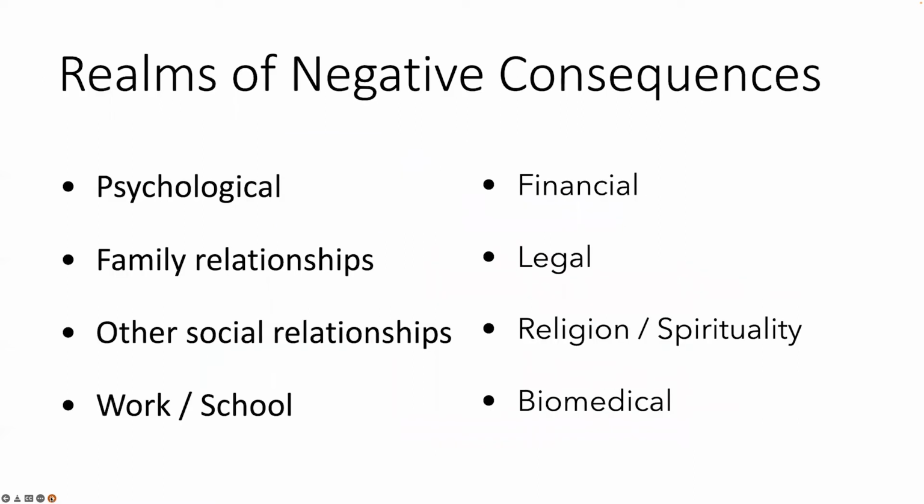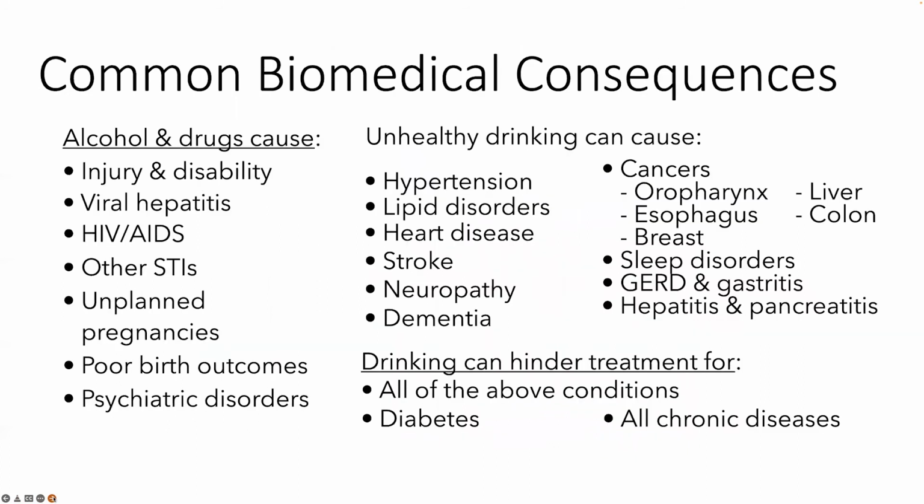The negative consequences that they were looking for come in a myriad of domains: psychological, family relationships, legal, religion, spirituality, biomedical. Nothing on this list is likely to surprise you. We know that alcohol and drug overuse has severe biomedical consequences, that unhealthy drinking and drug use impact many of the things that we're commonly treating our patients for. Think of how having better information on how your patients are using alcohol and drugs would help inform diagnosis and treatment.